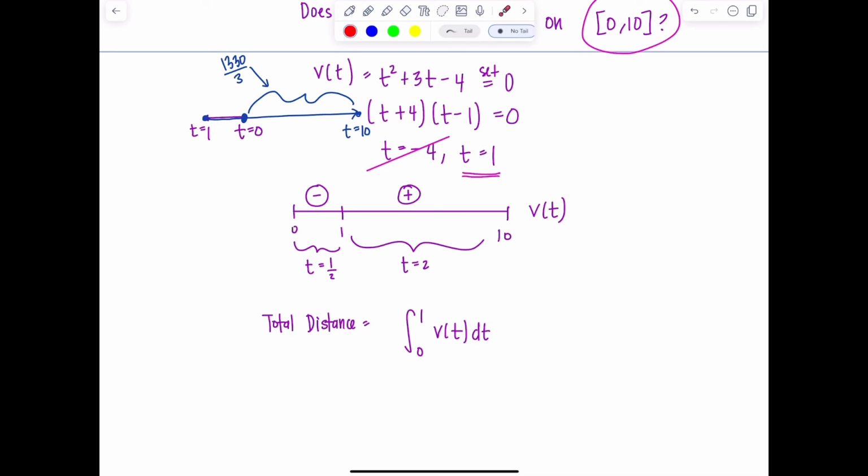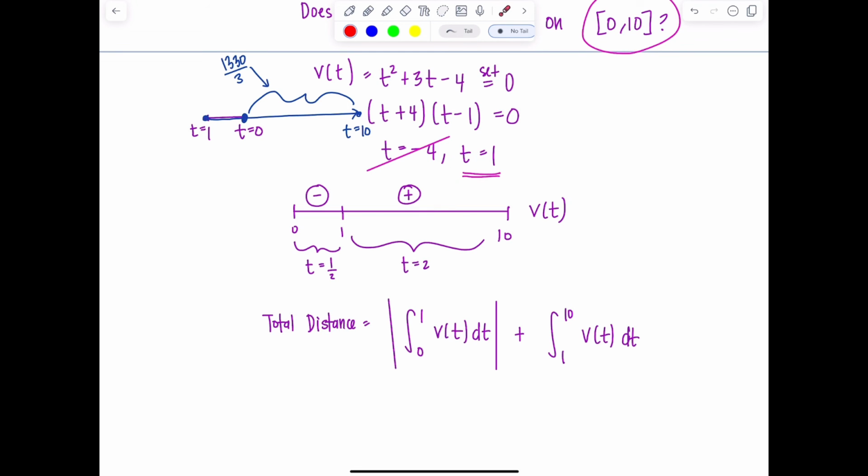Now in that interval, velocity is negative. So I'm going to add absolute value after, so that distance traveled doesn't cancel with the rest of what's going on. Plus the integral from 1 to 10 of v of t dt. Now I don't need to put absolute value on this integral because I already know velocity is moving in the positive direction, so it's going to come out positive.